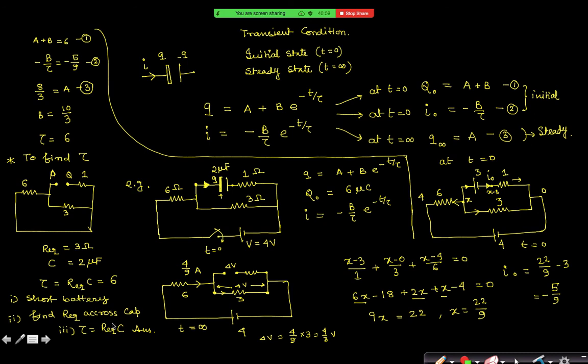Understood? But remember, few books do it differently, and I don't think this is correct. If in the circuit you have more than one capacitor, what will you do? They remove the resistances and find the equivalent capacitance of the capacitors. That is the wrong process.